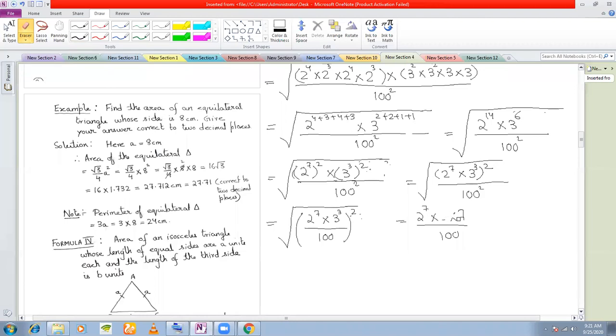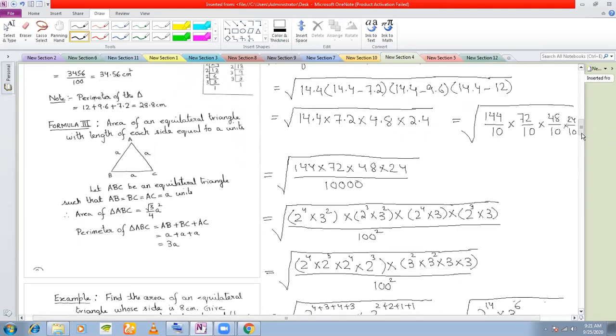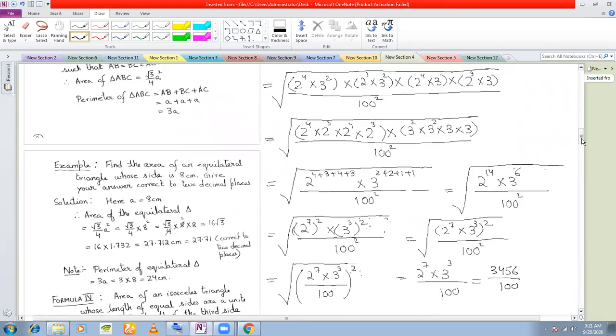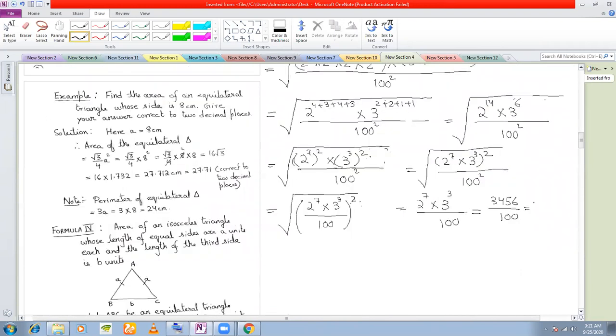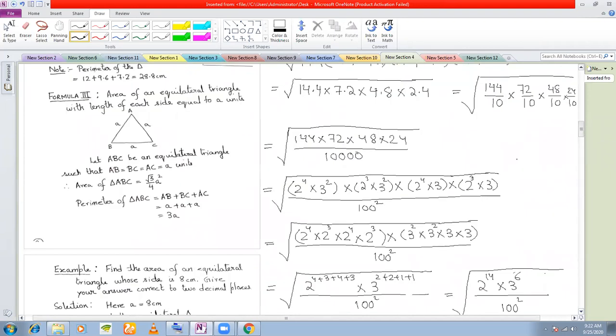So this is 2 to the power of 7 into 3 cube divided by 100. Now this will work. So when you multiply 2 to the power of 7 into 3 cube, you get 3456 divided by 100. Okay. So therefore, what is the area of this triangle? 34.56 centimeter square.